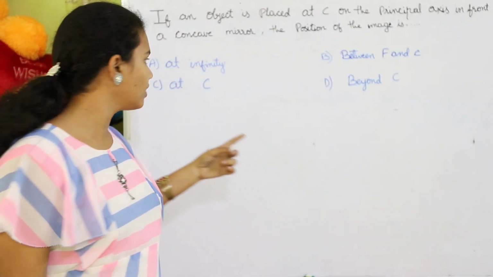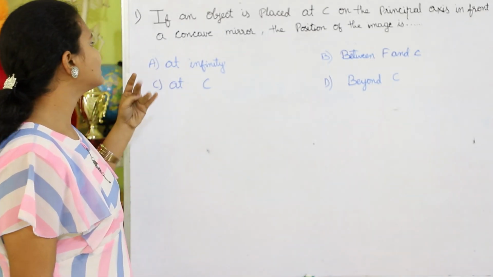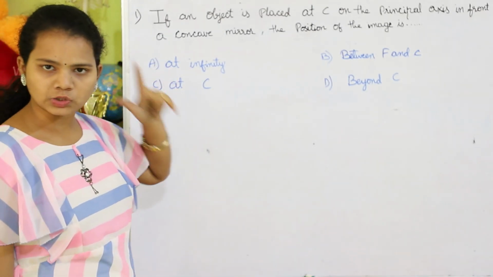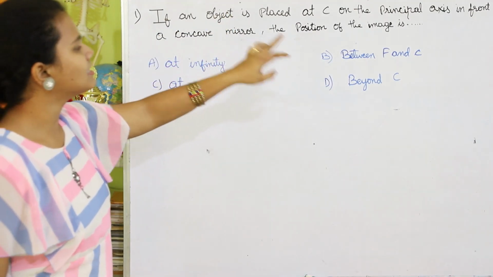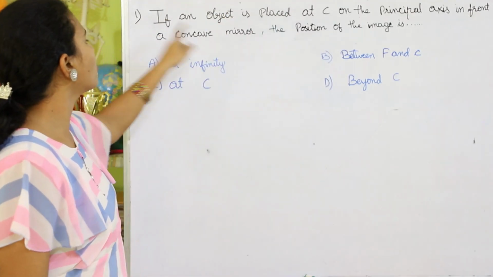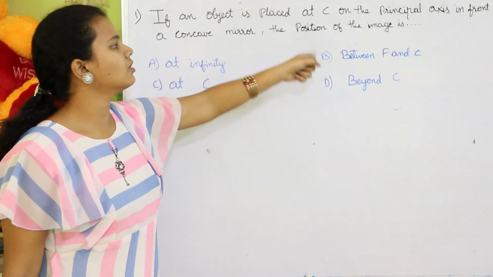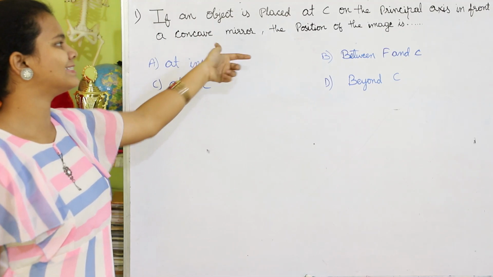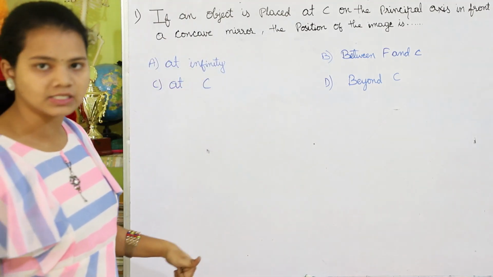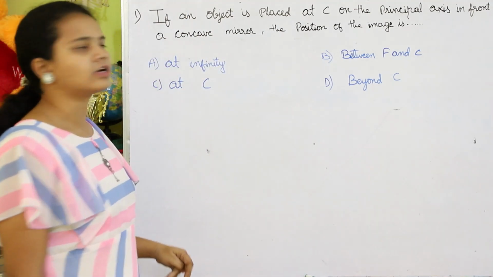Now starting with it, here you have the first question. Now let's solve these given multiple choice questions. Firstly, if an object is placed at C on the principal axis in front of a concave mirror, the position of the image is? So what is the position of the image if the object is placed at C on the principal axis in front of a concave mirror?